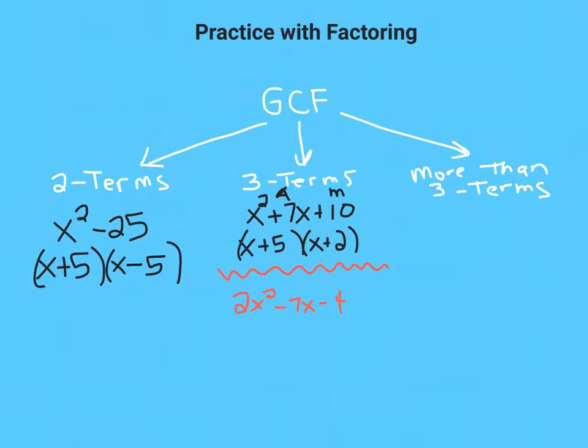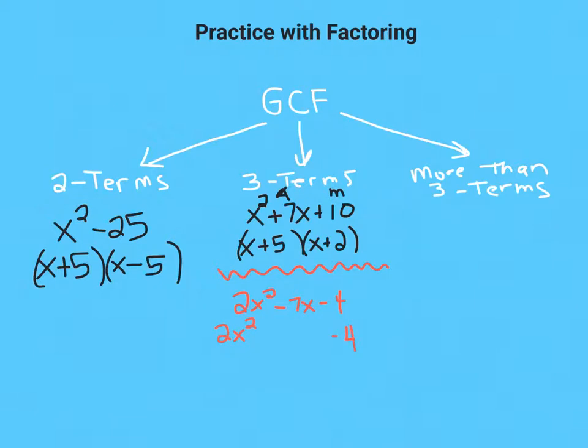Well, in this case, we don't just jump right into setting up two sets of parentheses. What we're going to have to do is the rainbow. Now, when you do the rainbow, don't set up two sets of parentheses. You bring down the first term, so the 2x squared. I'm going to leave a big space right here in the middle, and we're going to bring down this last term.